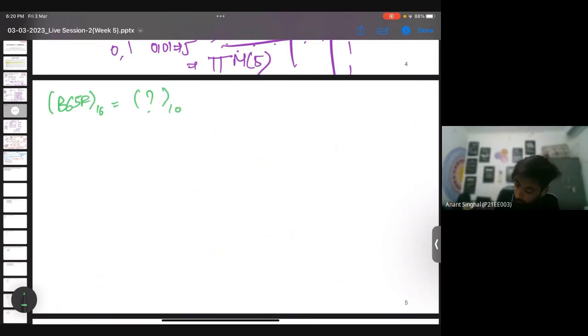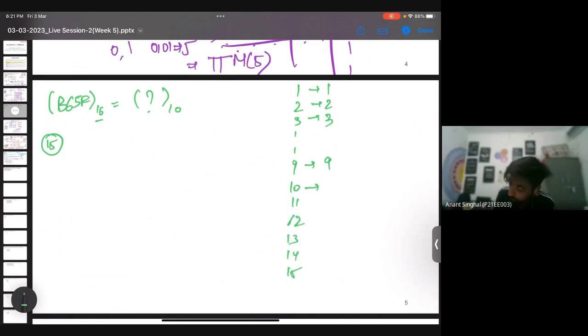So for hexadecimal, we know that from 1 to 9, it is represented by the same decimal digits. And since it is 16, all the numbers will be covered till 15. So after that, 10, 11, 12, 13, 14, 15 are represented by A, B, C, D, E, F. In the question also there are a few representations like that. So we need to convert it into the decimal equivalent.